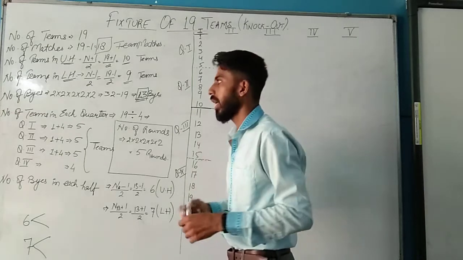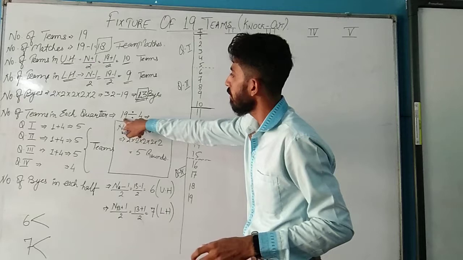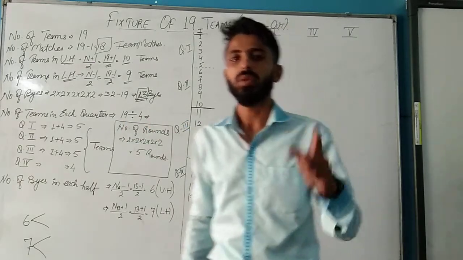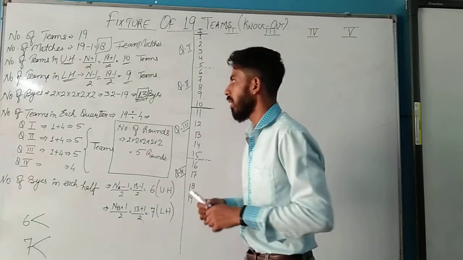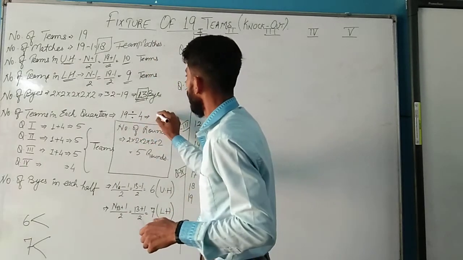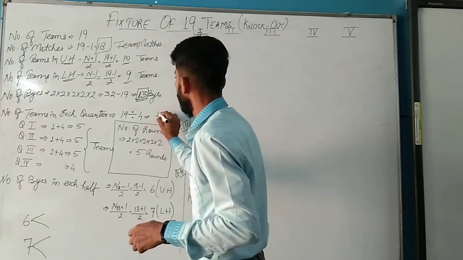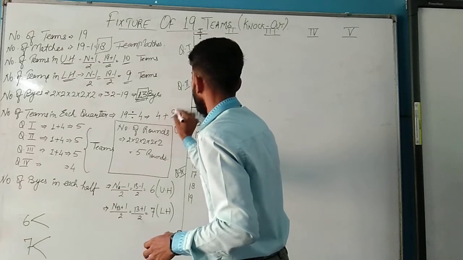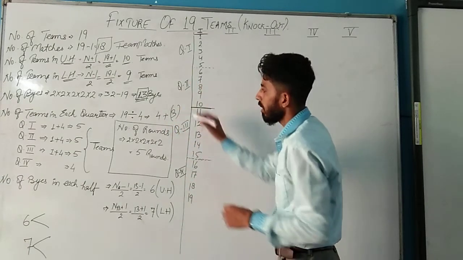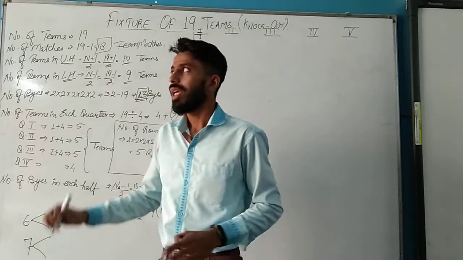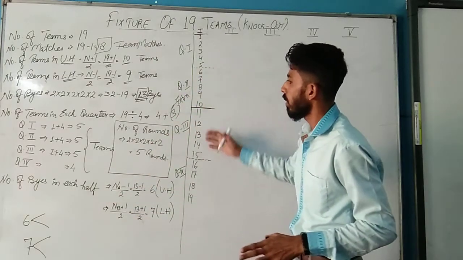So how the teams are calculated in each quarter? The number of teams will be divided by 4. You have to make sure about what is the quotient and what is the remainder. When you divide 19 by 4, the quotient is 4. 4 4s are 16, and the remainder will be 3. This is the remainder. That means 3 extra teams are going to play in these quarters.